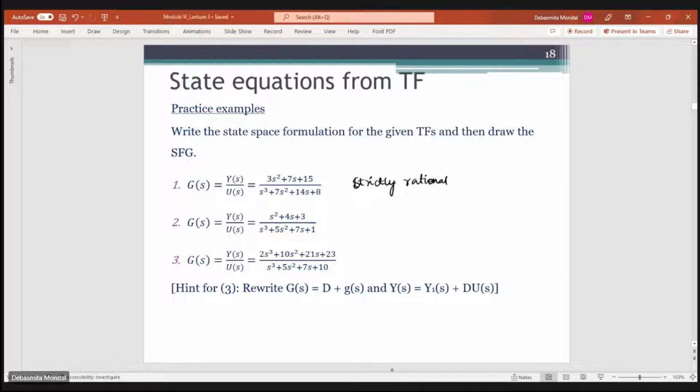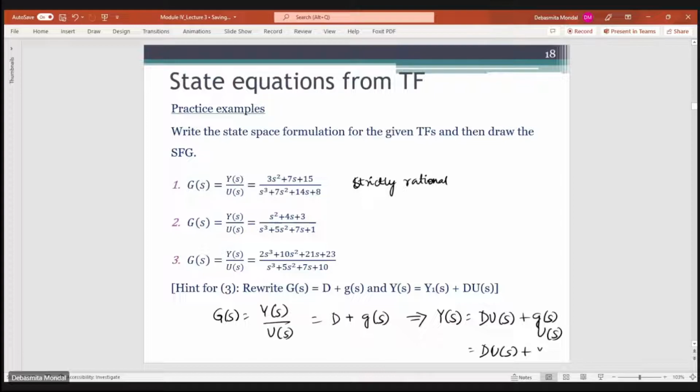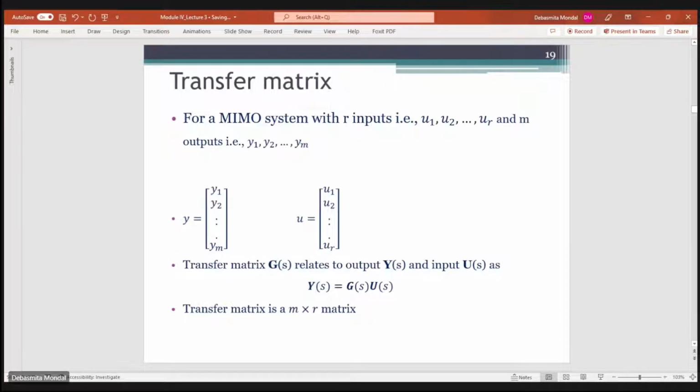So you have to express it in the form of D, where D is a scalar quantity, plus G(s). Similarly, if you write G(s) in this form, your output Y(s) will be equal to Y1(s) plus D into U(s), because G(s) is nothing but Y(s) by U(s). If you express it this way, you can write Y(s) equals D into U(s) plus G(s) into U(s), and G(s) into U(s) you can write as Y1(s). So you find this Y1(s) from this equation and then simply add D into U(s), and you will end up with the final output equation. These are some problems for you to practice at home.